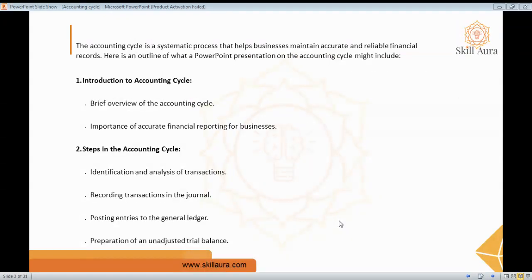Let's know the steps in the accounting cycle, and also let's know what topics will be covered in this accounting cycle. We'll know the introduction of the accounting cycle, we'll go over an overview of the accounting cycle briefly, and next we'll understand the importance of accurate financial reporting for business. And these are the steps in the accounting cycle: first we'll identify and analyze the transaction, then we'll prepare a journal, then we will post those entries into a ledger and prepare an unadjusted trial balance. These are the four important steps which come under the accounting cycle.